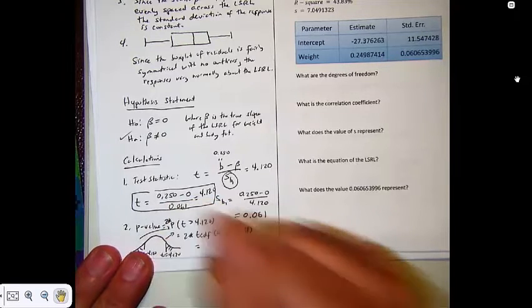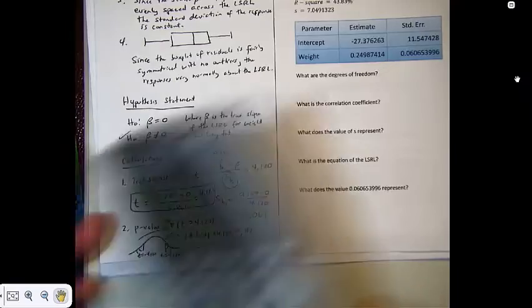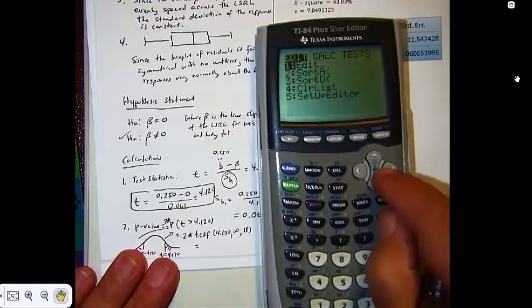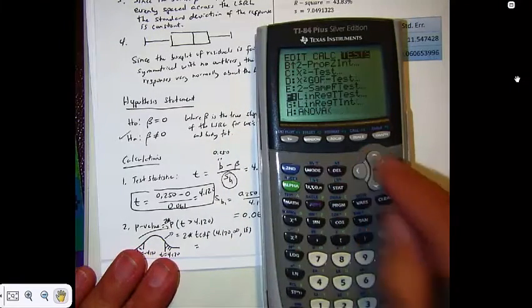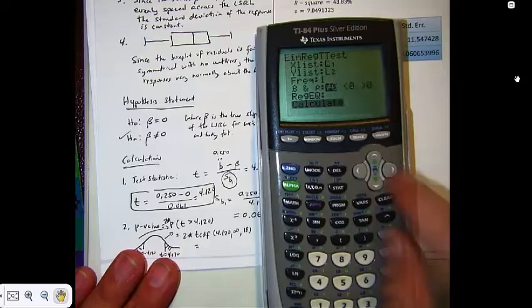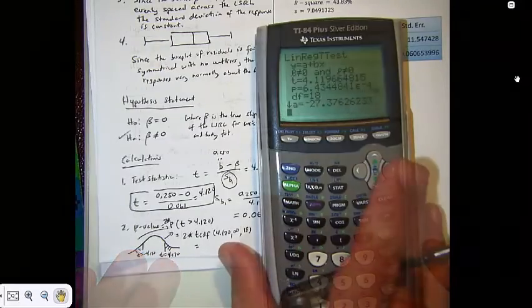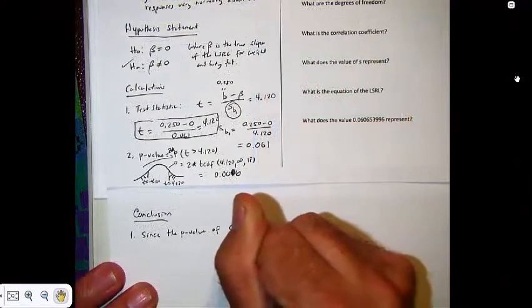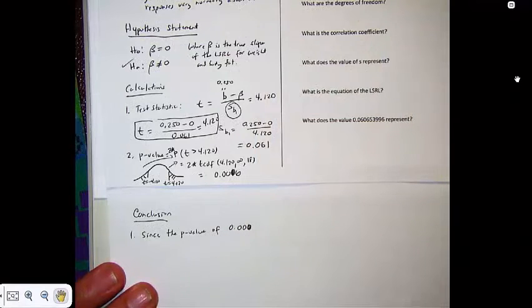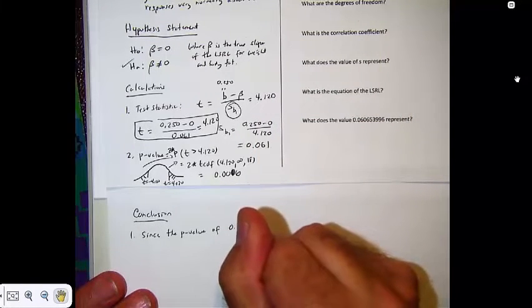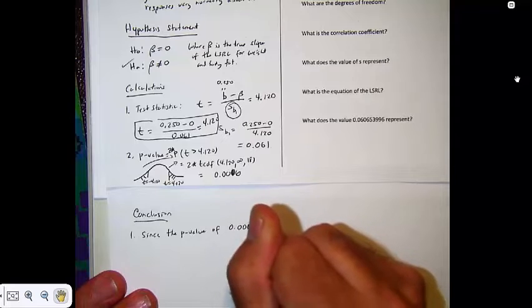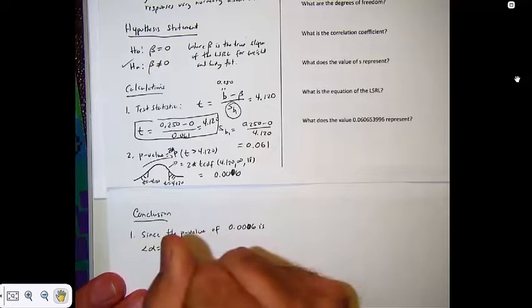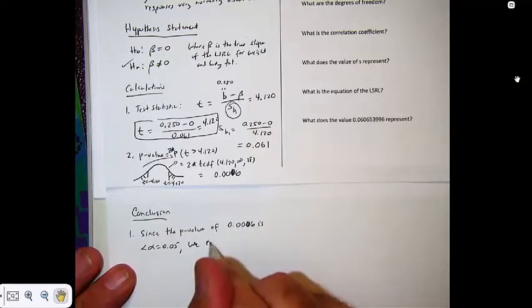And of course, for the p-value based on my test, once again I'll go to STAT, TESTS, and go back up to the linear regression t-test. The actual p-value turned out to be 0.0006. So in conclusion, since the p-value of 0.0006 is less than alpha, and I'm going to assume alpha is 0.05, that's significant.